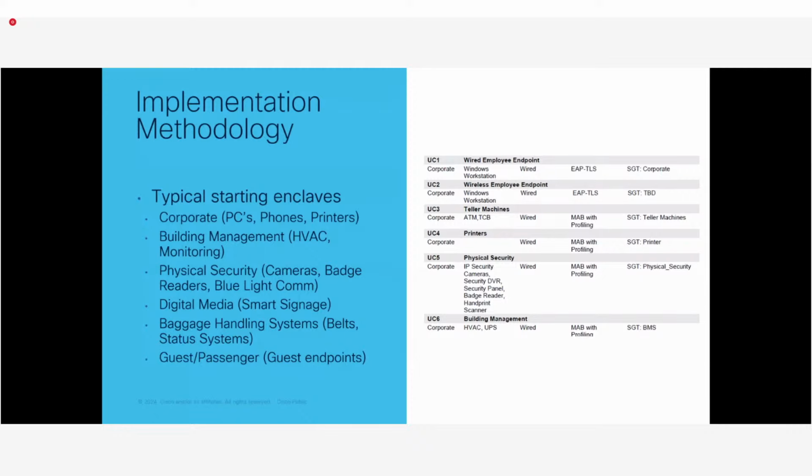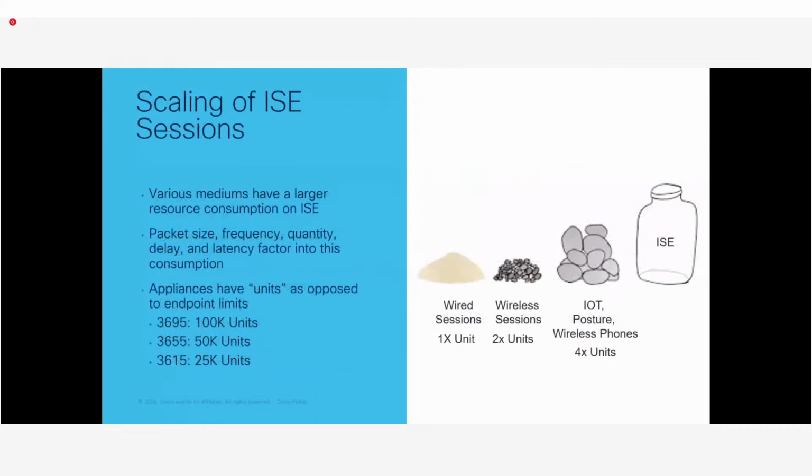So when we start to talk through what some of these aspects mean to us, we also have to consider how we scale these types of use cases when it comes to an identity services deployment implementation. And when we do an implementation, what we're going to find is various mediums have larger resource consumption on ICE. Something like an IoT camera is going to differ in how it authenticates and what its authentication and authorization stream looks like as compared to your standard run-of-the-mill PC.